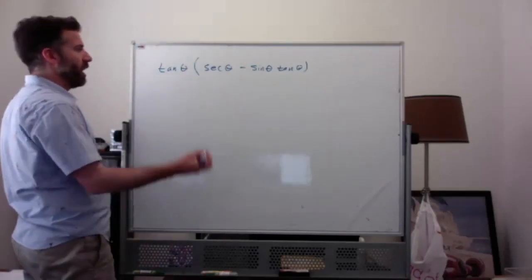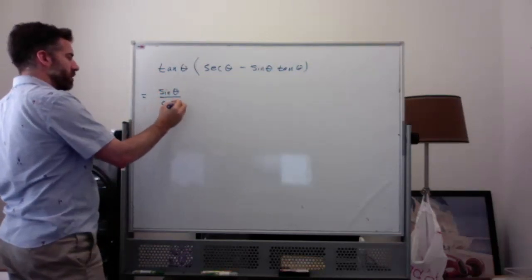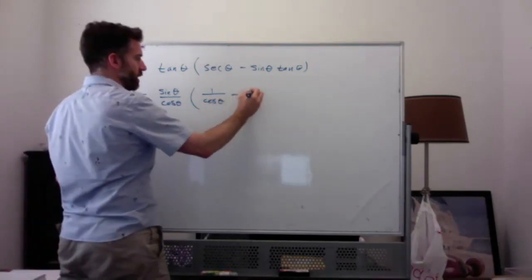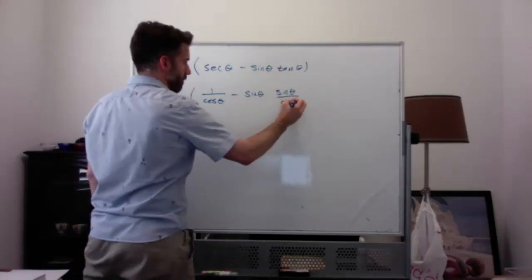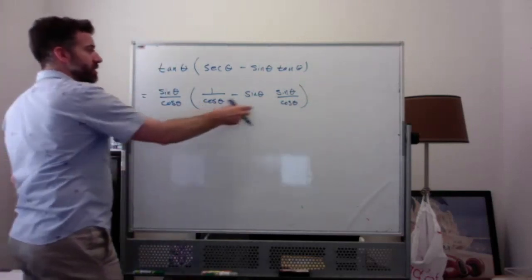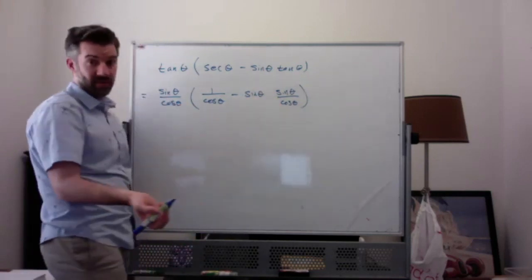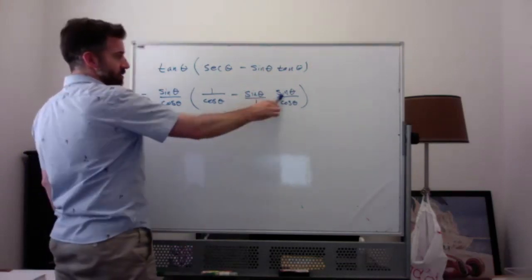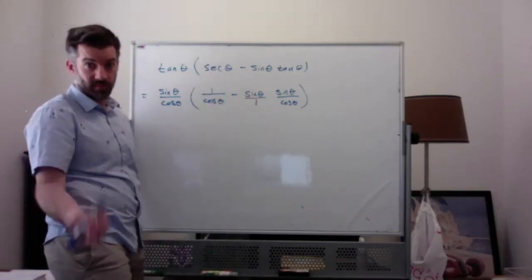What would I do? I would probably rewrite this: tangent is sine theta over cosine theta. Secant theta is 1 over cosine of theta. And sine theta times tangent theta is sine theta over cosine theta. So here's what I see. I see that these two things subtracted together, if I multiply this part out, have a common denominator. I can think of this as sine theta over 1. And then this times this is sine squared over cosine. This is 1 over cosine, and I can put that together in one bigger fraction.